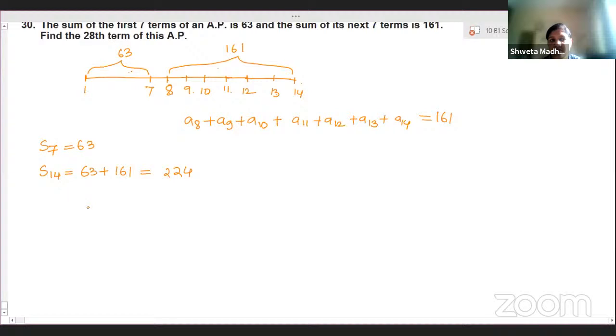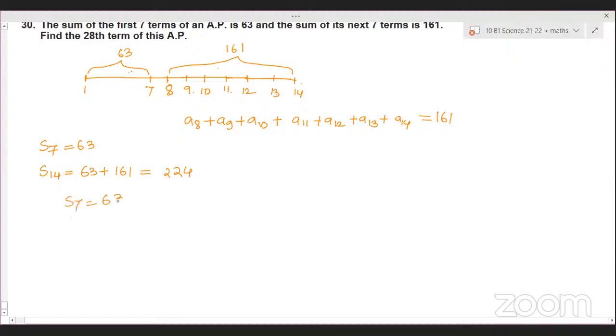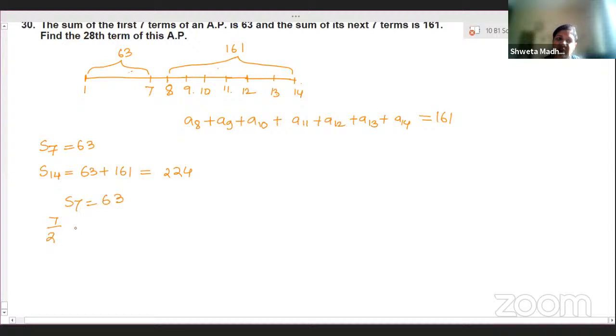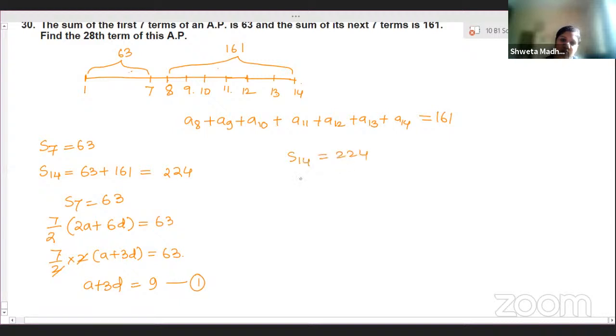Now solve with the normal method. S7 is equal to 63. That means n by 2 into 2a plus n minus 1 d, that is 7 by 2 into 2a plus 6d is equal to 63. Take 2 common. 7 by 2 into 2 in bracket a plus 3d is equal to 63. 2 gets cancelled and 7 will be transferred to other side. A plus 3d is equal to 63 by 7, which is 9. This is the first equation.